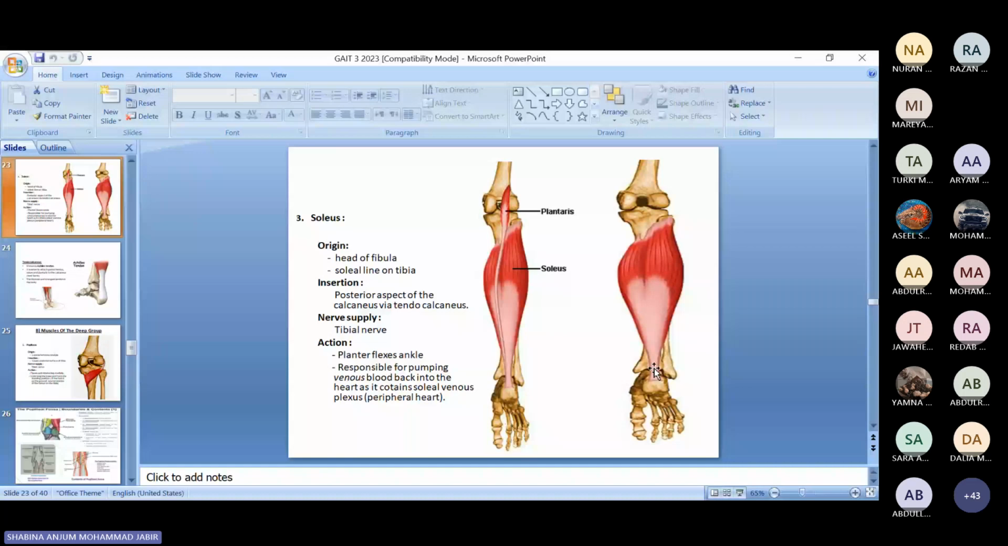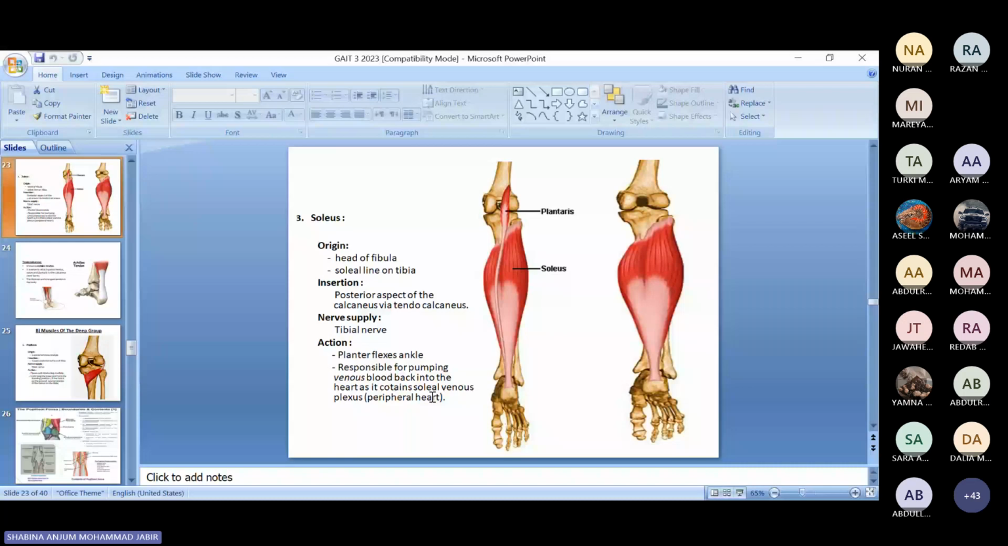You can see this muscle is somewhat flat. Sometimes when you feel very tired, if we stand for a long time, if you compress this soleus, these calf muscles, you will have a sort of relaxation, because the venous blood accumulates here; we have the venous plexus inside this muscle. This is called the soleus venous plexus. This acts as the peripheral heart.